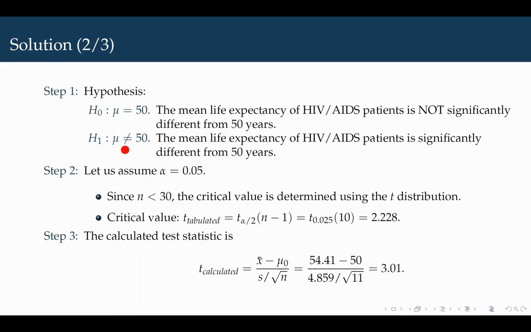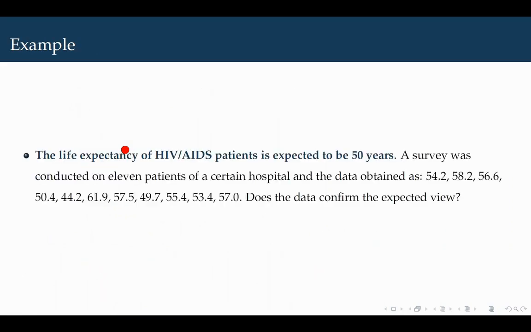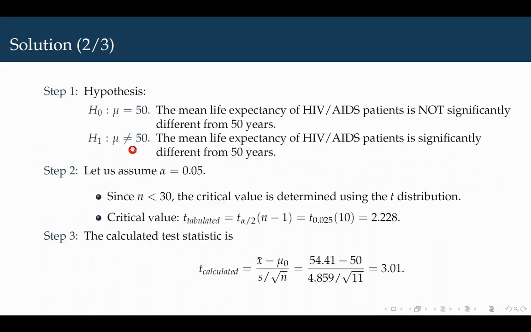So from the question that's given, the direction is not clear. Just the interest is whether the life expectancy is 50 years or not. So the direction is not specified. So the alternative hypothesis should be a different-from type, which could be the population mean life expectancy greater than 50 or less than 50. So the alternative hypothesis states the mean life expectancy of HIV patients is significantly different from 50 years.